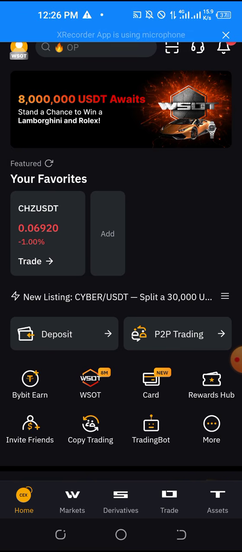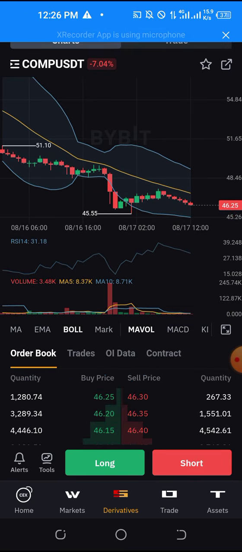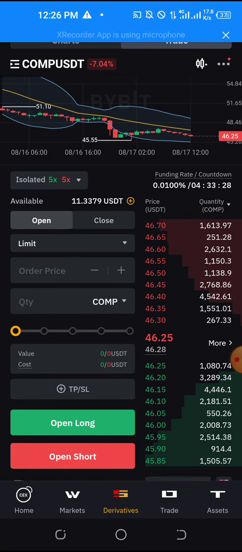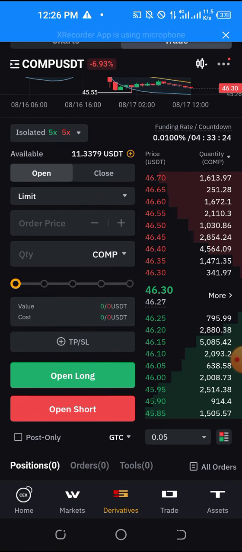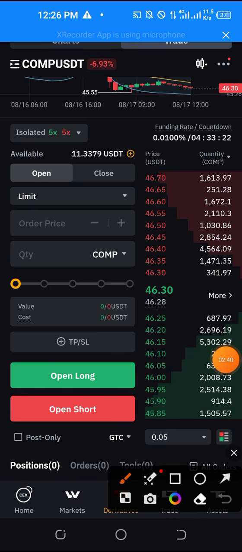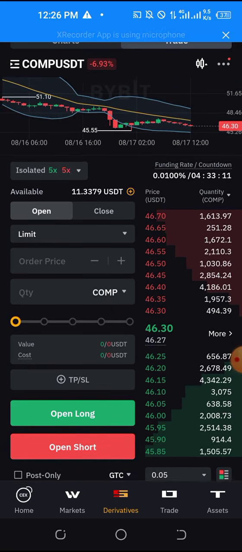So, all right, let's go ahead. I click on derivative now. This is the derivative wallet. Now, for me to prove to you that you can do this strategy with a little amount, in this particular tutorial, I have just $11 here. In the last tutorial, I had about $3,000 plus, but here I have just $11. So let's see how this works out.